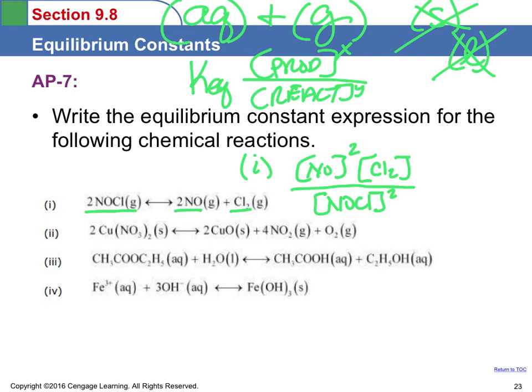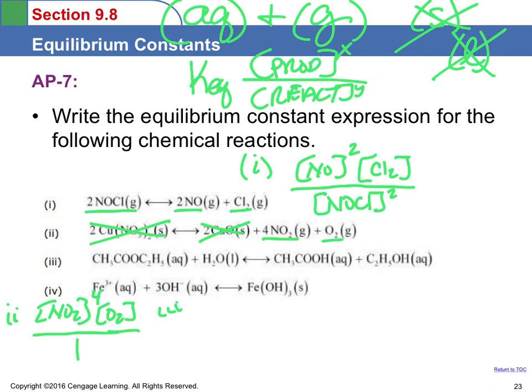If I look at the second one, products on top. So solid is not included, so I'll ignore that. We've got 4 NO2s, so I'm going to put NO2 raised to the 4th power, and then I have 1 O2, divided by reactants. Reactants are a solid, so those are not included. So you could just leave it as NO2 to the 4th times O2, or you can say that it's over 1. Either way, everything's over 1, right? So it's not wrong to write over 1.